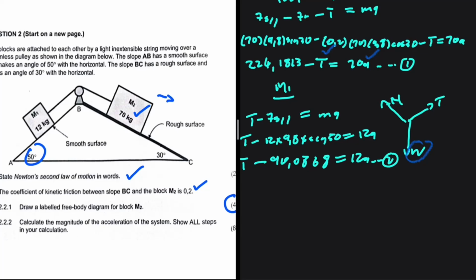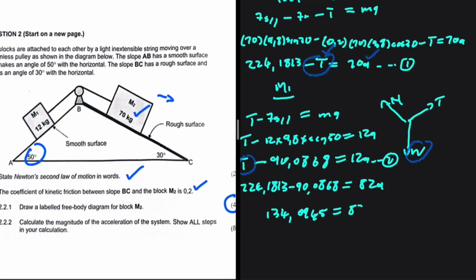Let's add the two equations. We're going to add the left-hand sides together and the right-hand sides together. Minus tension and plus tension will cancel out. We're going to be left with 224.1813 minus 90.0868 being equal to 82a. This is just 134.0945 being equal to 82a.